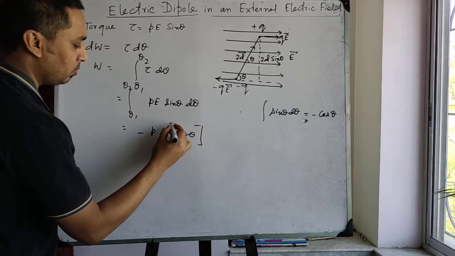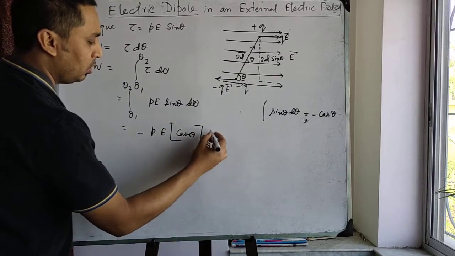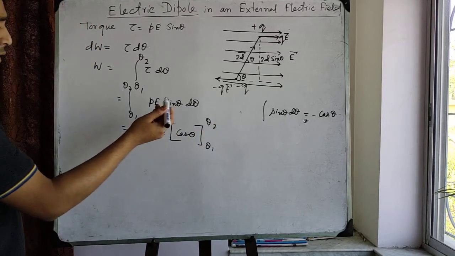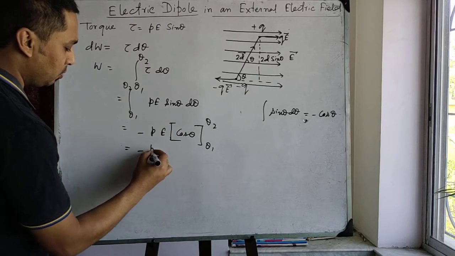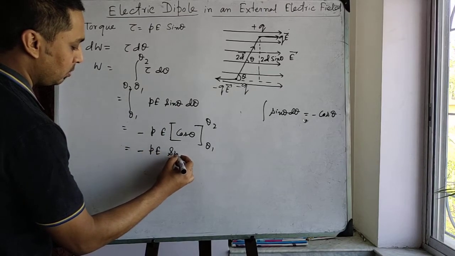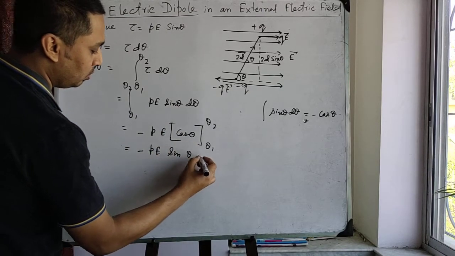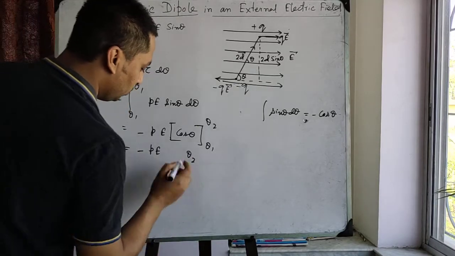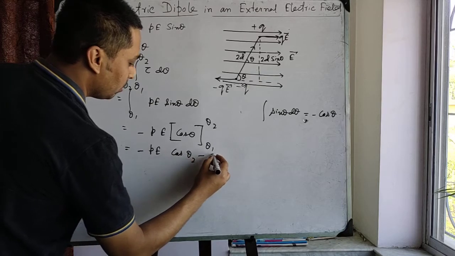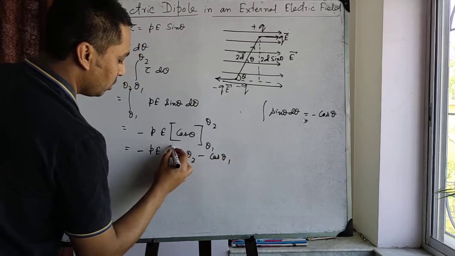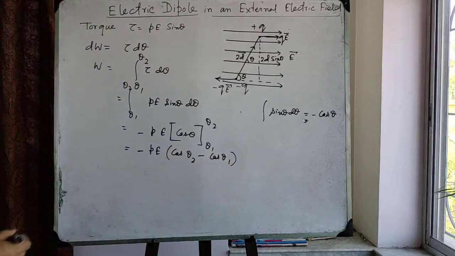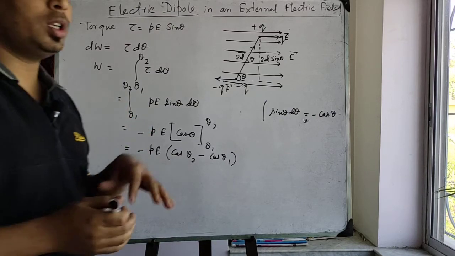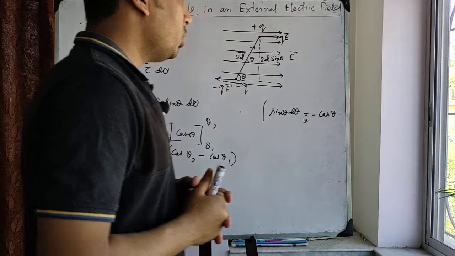Now the limit is theta 1 to theta 2, as the limit was on theta. So that is equal to minus P E, cos theta 2 minus cos theta 1. So this amount of work done will be stored in the dipole as its potential energy.